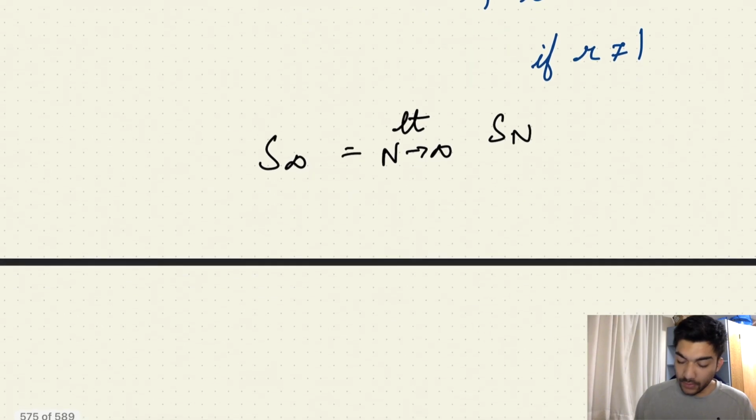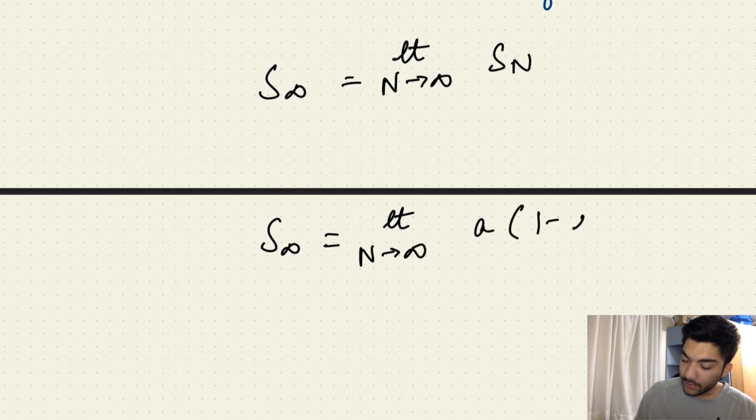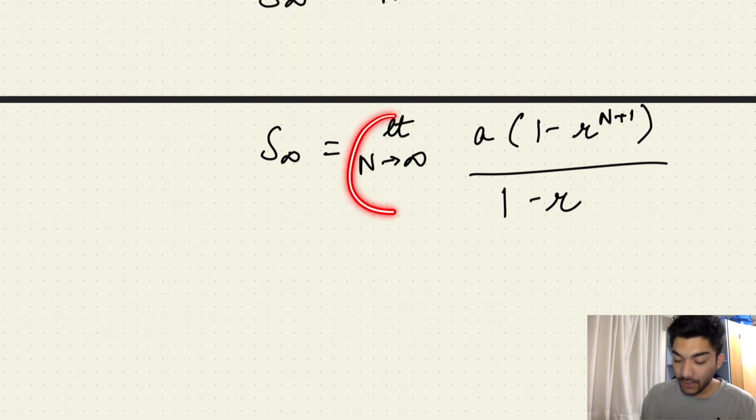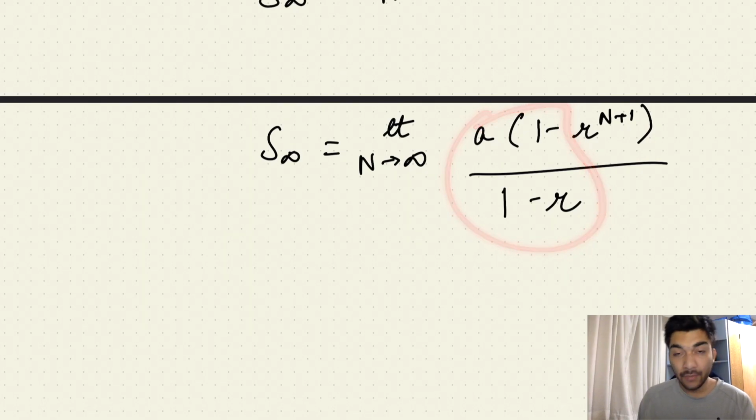So S infinity is the limit as capital N approaches infinity of a times (1 minus r to the power n plus 1) upon 1 minus r. If we take the limit as n approaches infinity for this expression, we'll get the answer for S infinity. Since we are taking the limit as capital N approaches infinity, we are only concerned with this term because only this term has capital N. The rest of the terms are independent of capital N. That is why we are only concerned with r to the power n plus 1.